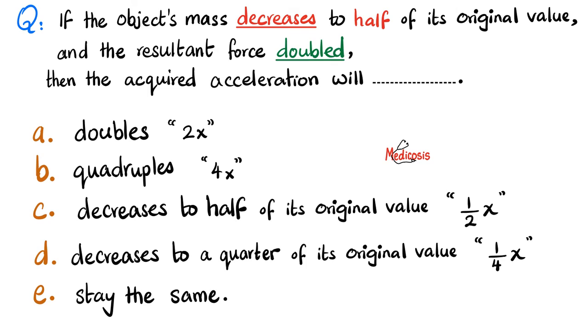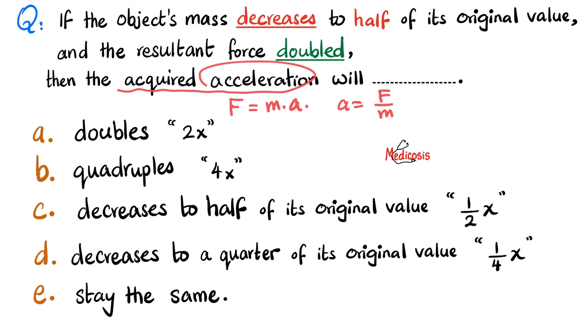Okay, how can we answer this? All right, let's just write the equation. I know that force equals mass times acceleration. They wanted to know what's going to happen to acceleration, so I want acceleration on one side. By dividing each side by mass, you get acceleration equals force over mass. Okay, this is the equation that I will play with.